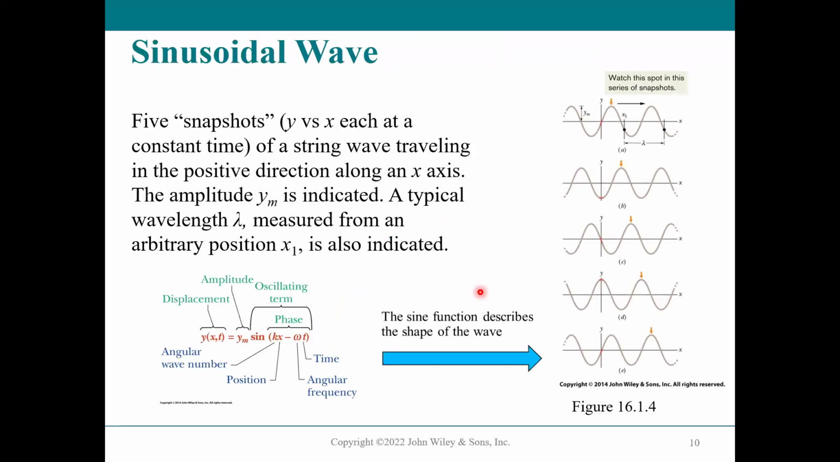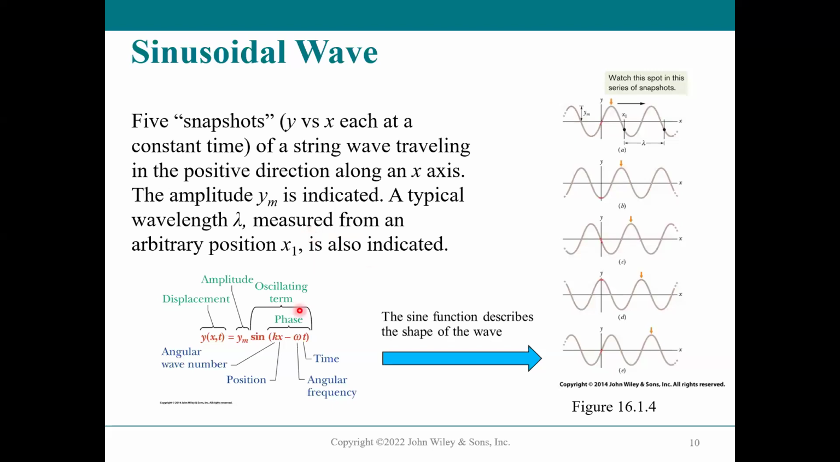Commonly, waves we can describe as a sinusoidal function. These are five snapshots of y versus x at a constant time of a string wave traveling in the positive direction along the x-axis. And then we know that this is Ym. Ym is the amplitude of the wave, and the displacement for one wave we call lambda. Lambda is the wavelength, and x is the position.